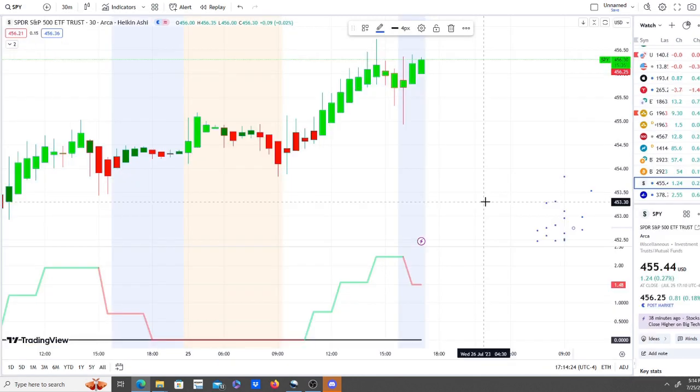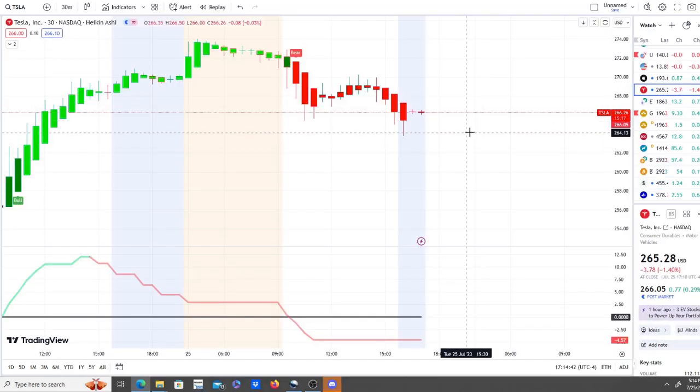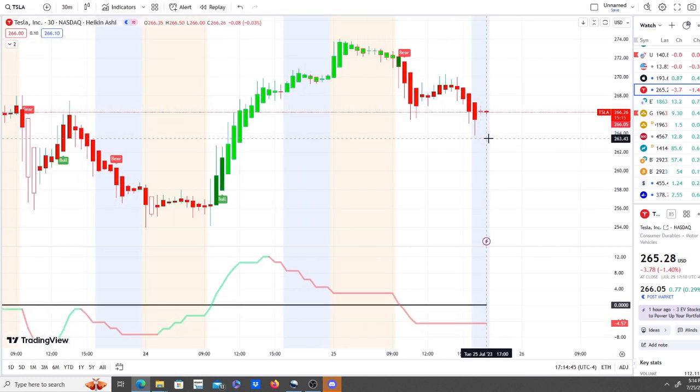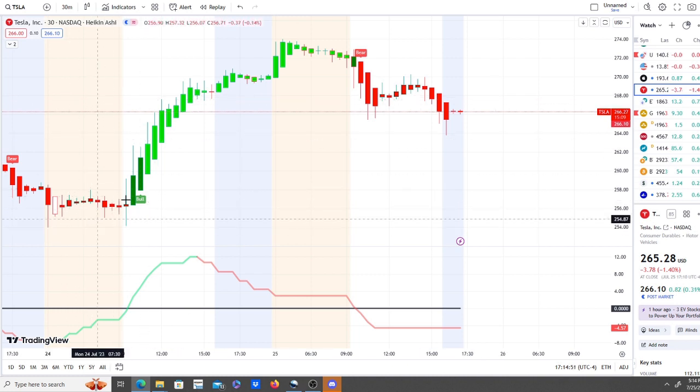So this is our new swing bot. If you take a look at Tesla too, it sent it out at around the $256 area, and Tesla went to highs here of nearly $270 in the last 2 days, and it was sent out yesterday in the pre-market, right around this area, and the full move.